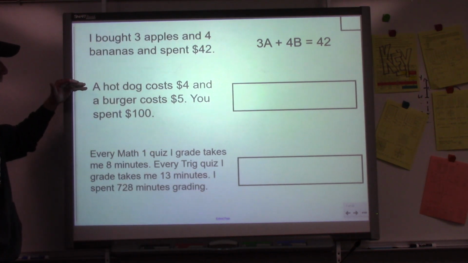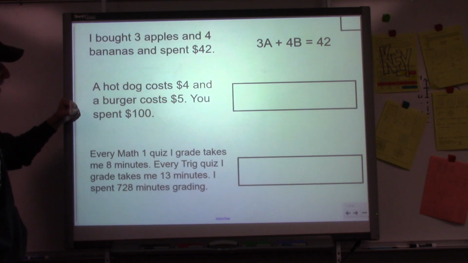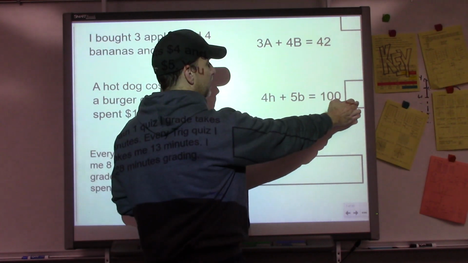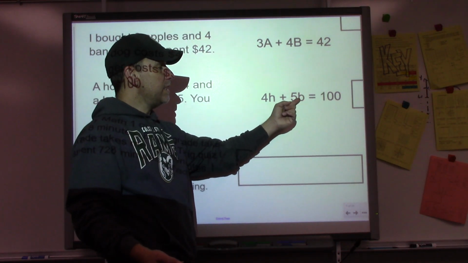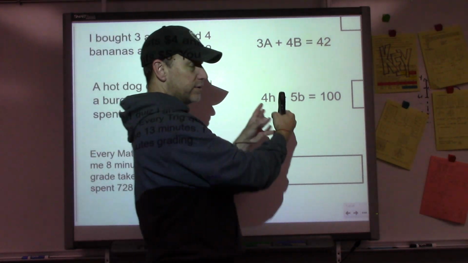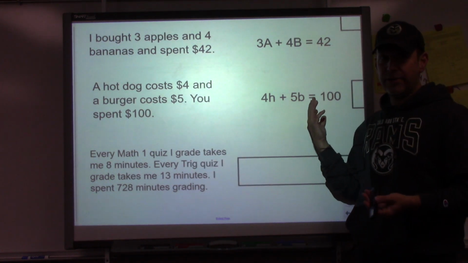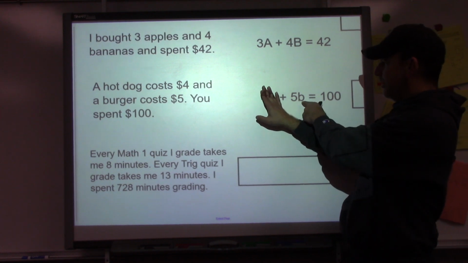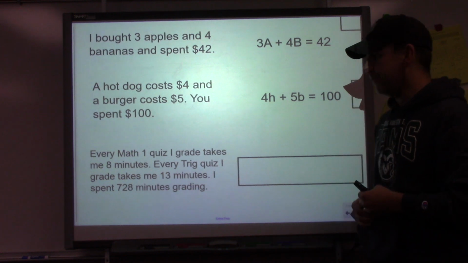Okay, we've got $4 hot dogs and $5 burgers, and the cost adds up to 100. So that's going to be 4H, I used H for hot dogs, plus 5B, I used B for burgers, equals 100. What this is going to give you is all of the different combinations of hot dogs and hamburgers that you could get to get $100. For example, you could buy no hot dogs and buy just burgers and figure out how many burgers to buy, or vice versa, or combinations of them.